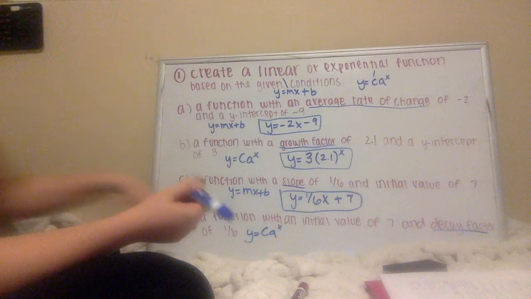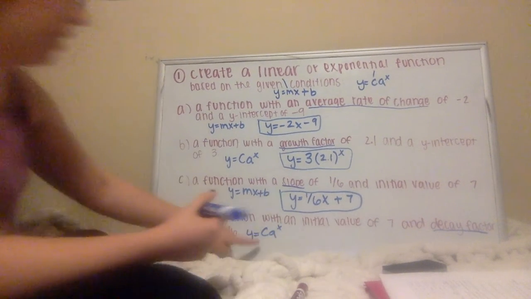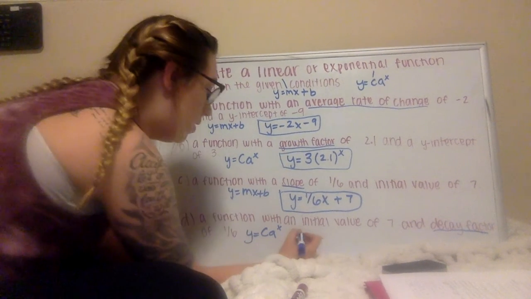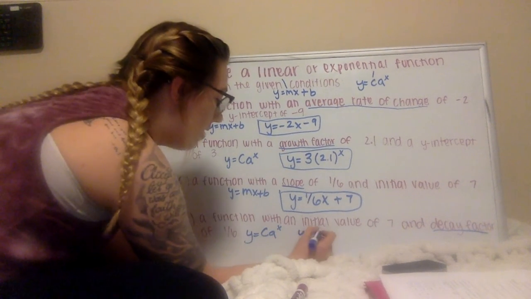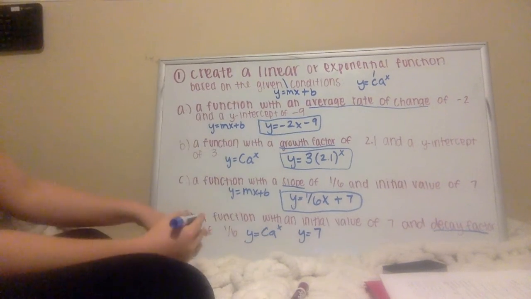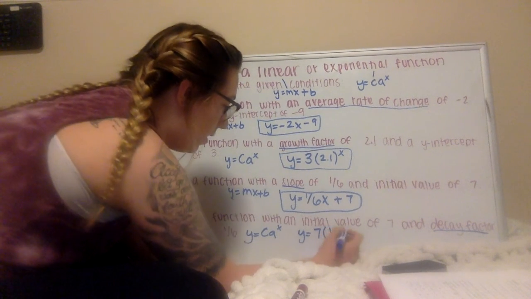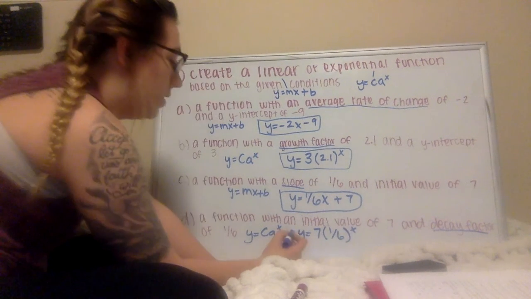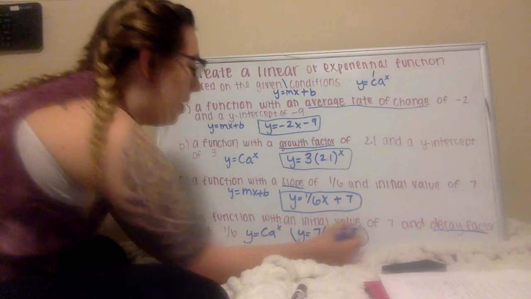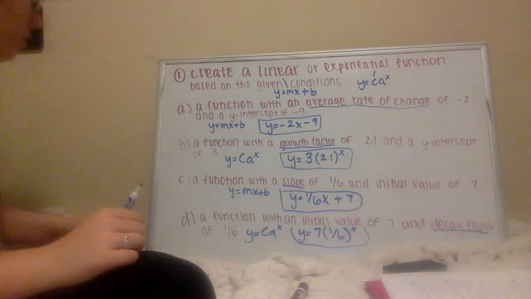Then we know that we have our initial value of 7, so our initial value is our c, so we have y equals 7, and then we have our decay factor of 1/6, so we just fill that in for a, so 1/6 raised to the x, and then this is our final answer for part D.